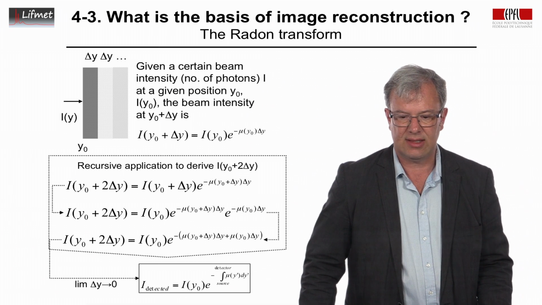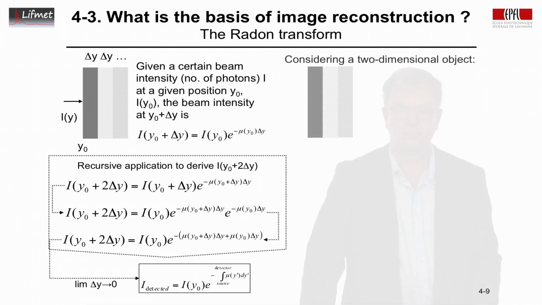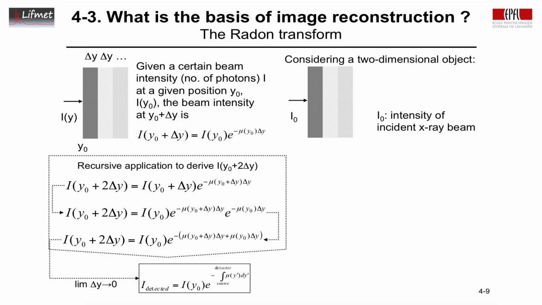Now let's consider a two-dimensional object. Obviously we're not interested in a one-dimensional image, we're interested in a two-dimensional object. So we have the same object here, we have y0. We'll call this dimension again y, and we'll call this dimension here x.